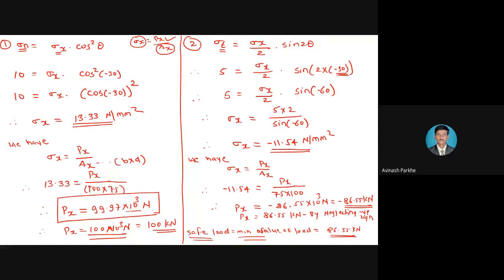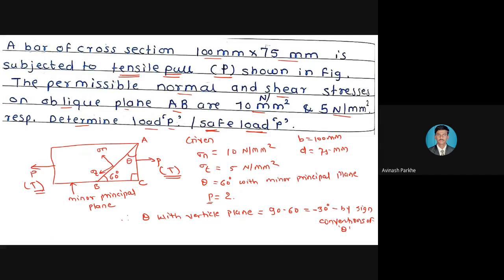So please keep in mind, the safe load is equal to the minimum value of load. Therefore, it has been finalized that after comparison of 100 kilonewton and 86.55 kilonewton, the safe value of the load is equal to 86.55 kilonewton, because this is minimum as compared to 99.97 kilonewton or 100 kilonewton. Why? Because if I apply 86.55 kilonewton, the body is totally safe. Deformation is taking place, but the breaking of the body will not take place.